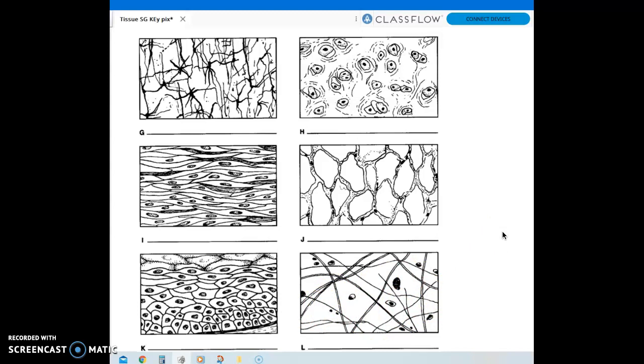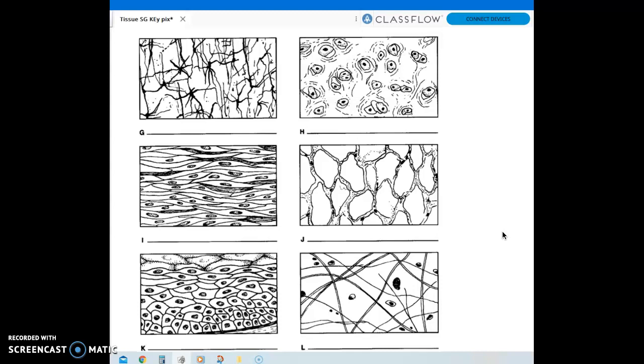All right, now on the matching, I'm just going to go down them really quick. 17 is B, 18 is C, 19 is D, 20 is A, 21 is B, 22 is D, 23 is C, 24 is B, 25 is A, 26 is A, 27 is C, 28 is A, and 29 is D.